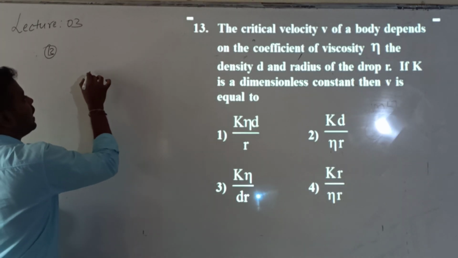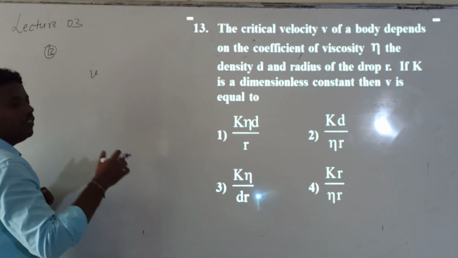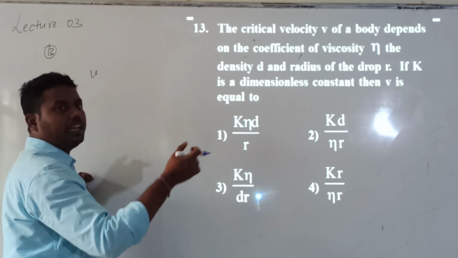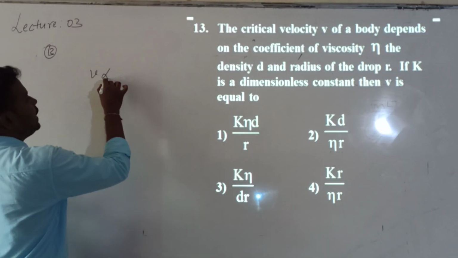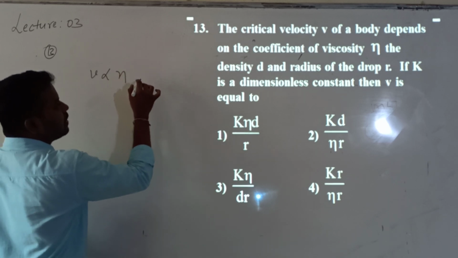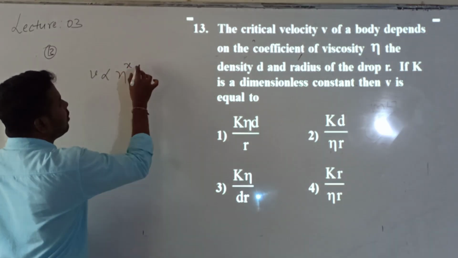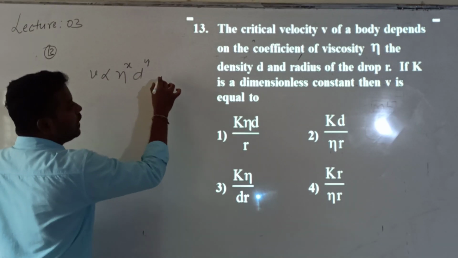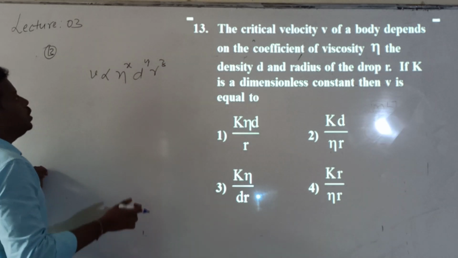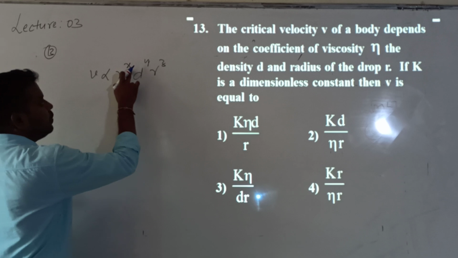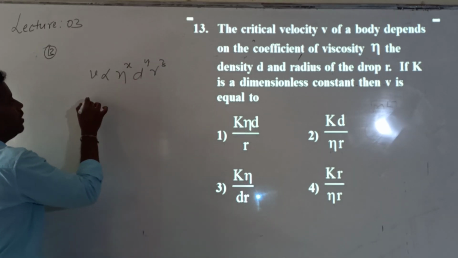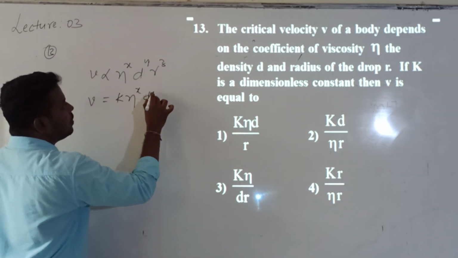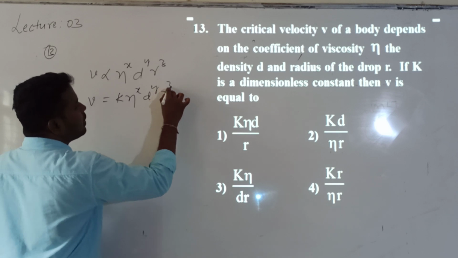Do you know what critical velocity is? The velocity at which streamline flow will be converted into turbulent flow. This velocity depends upon the coefficient of viscosity, eta to the power x, density d to the power y, and radius r to the power z. To derive the relation for v, we want to find the x value, y value and z value. To remove the proportionality, v is equal to k into eta^x into d^y into r^z.